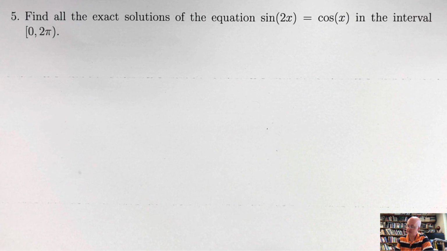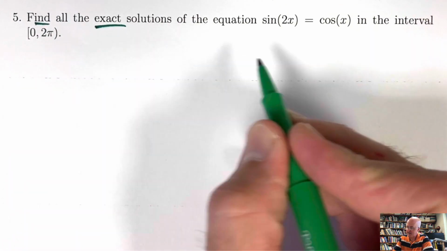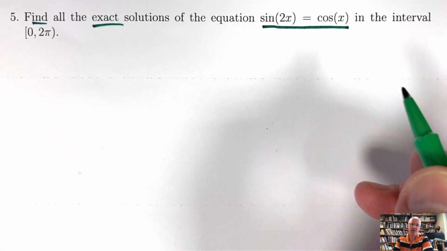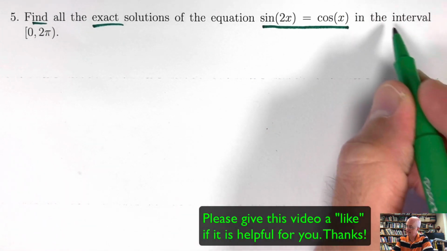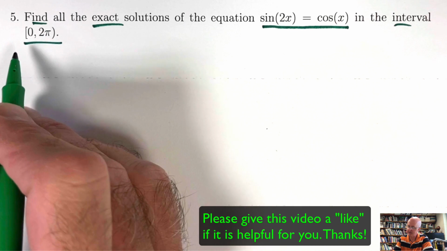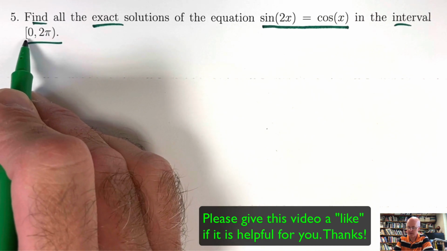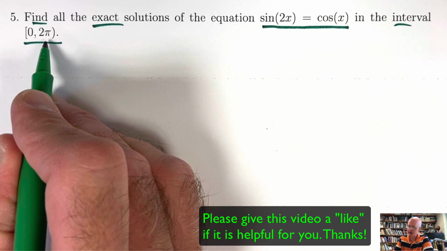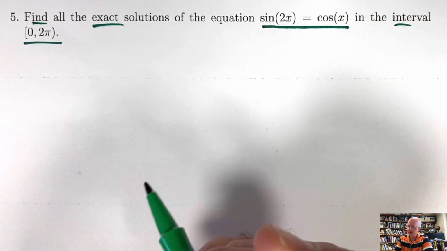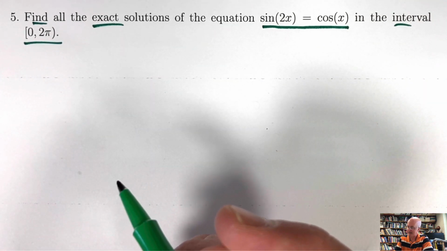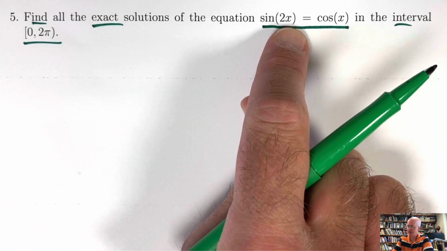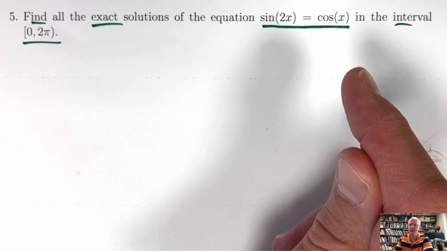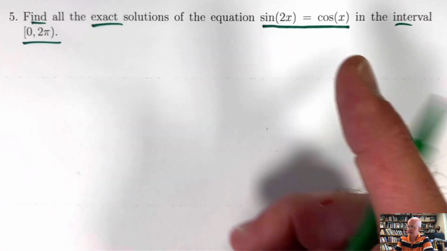Our last problem is to find all the exact solutions of the equation sine of 2x equals cosine of x in the interval from 0 to 2 pi, and this notation means, with the square bracket, include 0, and with the parenthesis, it means do not include the right endpoint 2 pi there. All right, all the exact solutions. This is scary looking. What do I do with the 2 in there? How do you solve things like this? This is pretty weird if you haven't encountered this before.